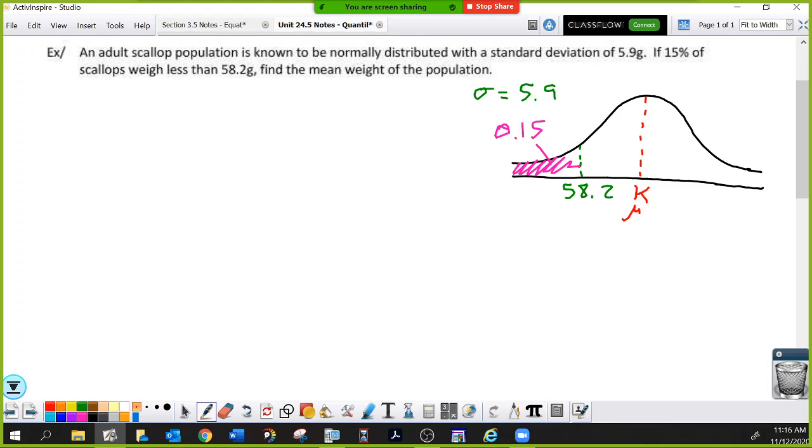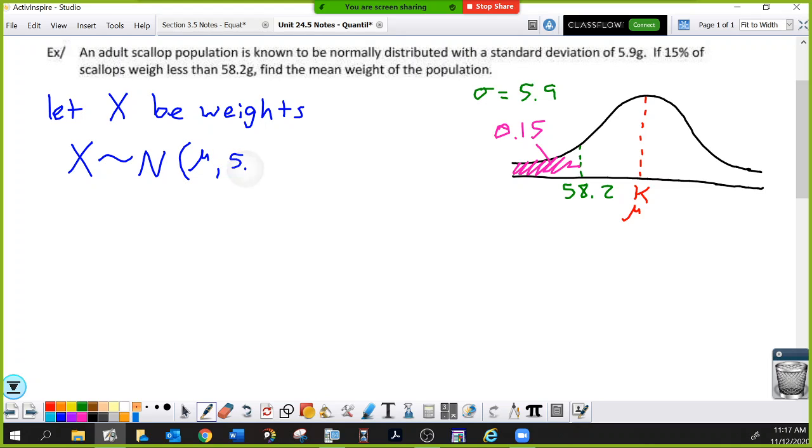So let's say let capital X be the weights of these things. What we know is that capital X, because we've been told, is distributed normally. But it has an unknown mean, standard deviation of 5.9. So we're just trying to get marks at this point, right? I don't know my mean. But I do know the mean and standard deviation if I convert them to z-scores. So if we can convert to z-scores, then we're going to be in much better shape here.